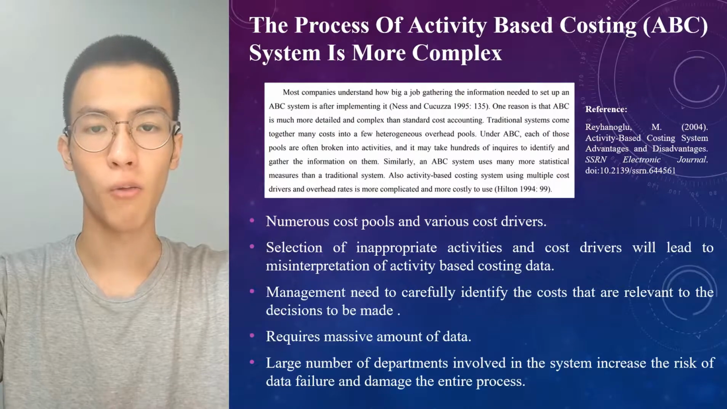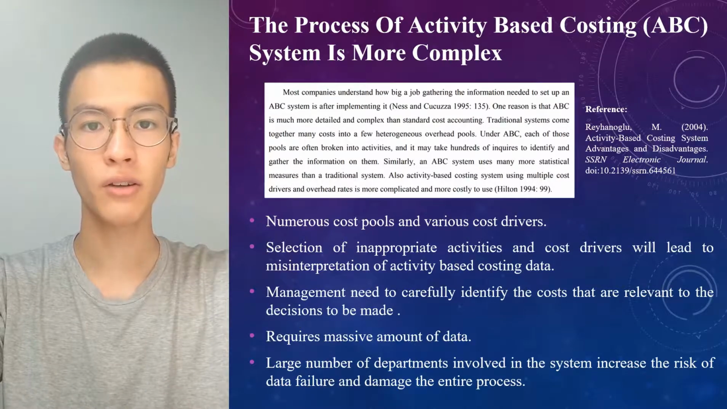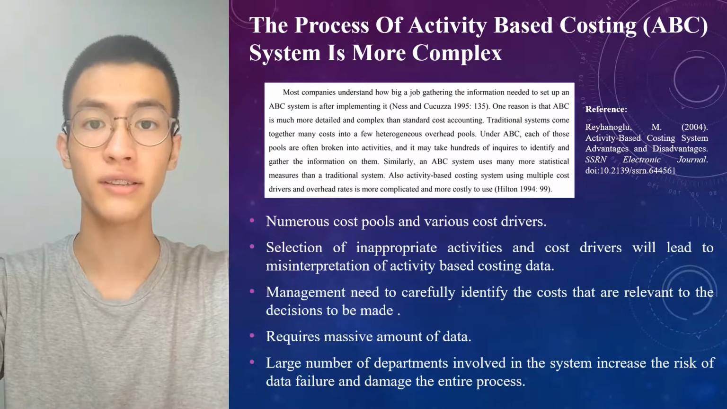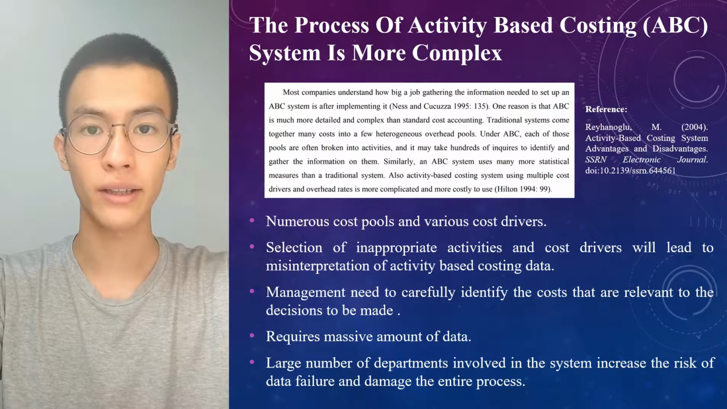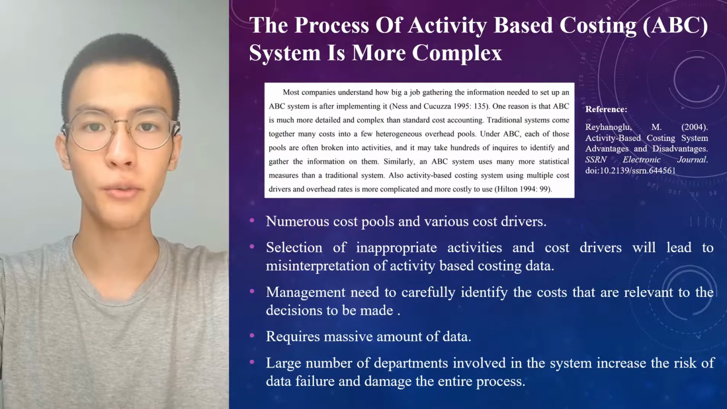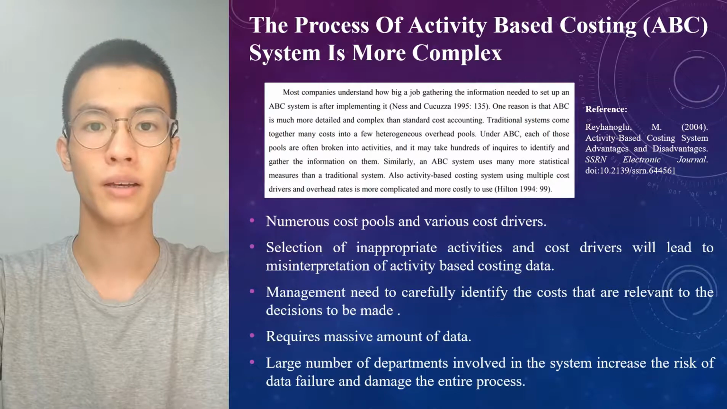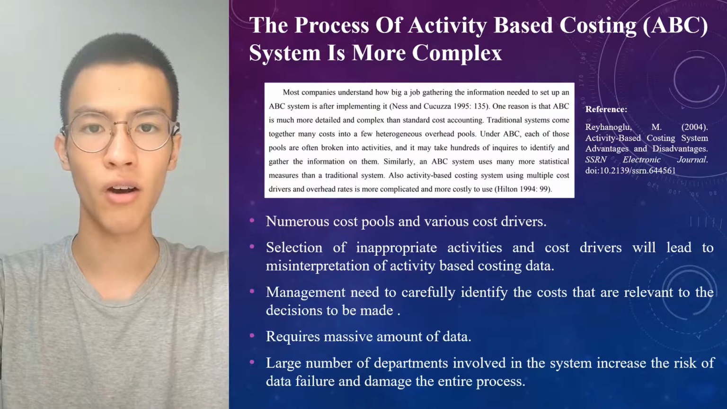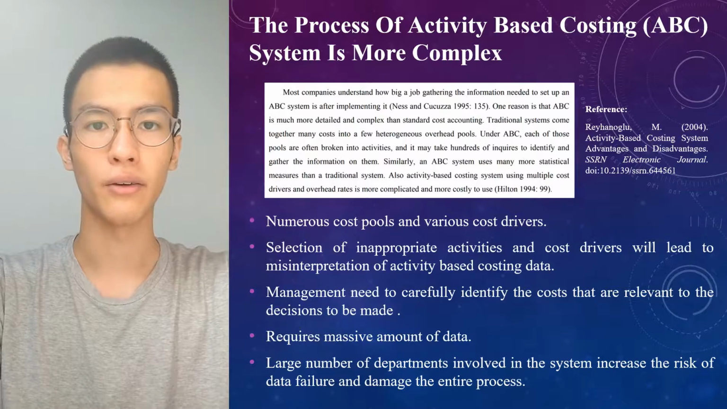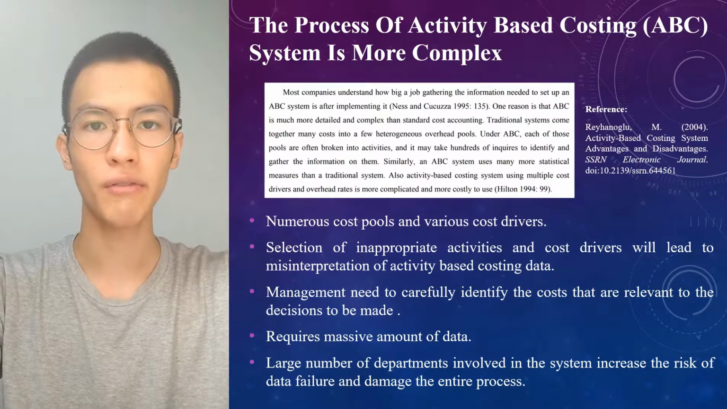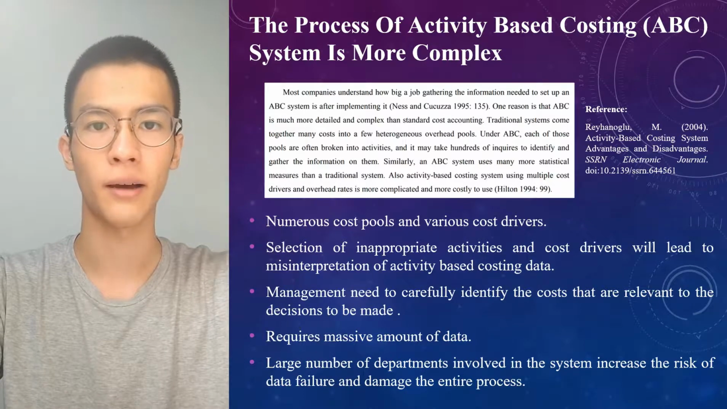Based on the article, one of the limitations of the activity-based costing system is that it has a more complex process compared to the traditional costing system. This is because the activity-based costing system has numerous cost pools and various cost drivers in allocating the cost. It is not easy to estimate the cost of activity pools and to identify the cost drivers as cost allocation bases. The selection of inappropriate cost drivers will lead to misinterpretation of activity-based costing data.